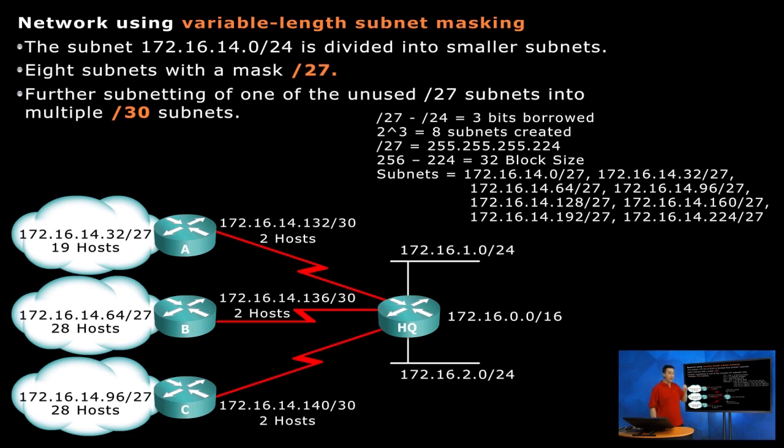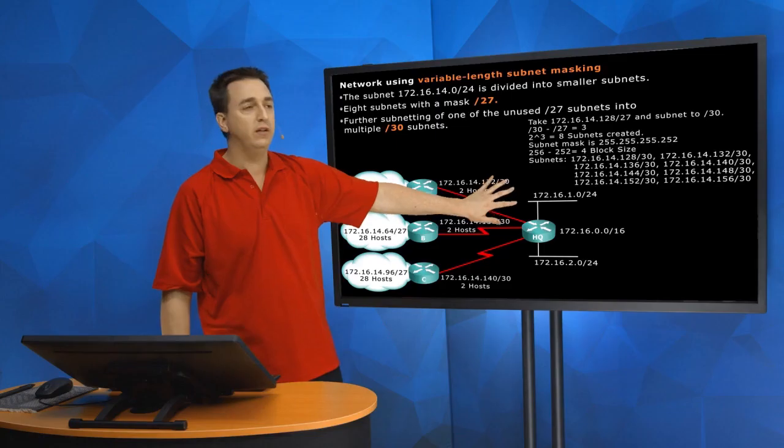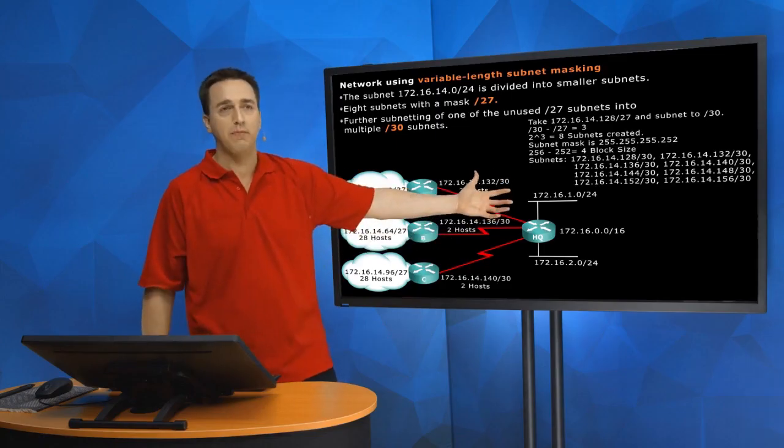I'm going to take the one that I take, and create a bunch of /30s out of it. Watch this. Look at this right here. If you've never seen this before, this is subnetting at its finest. Variable length subnet masking. So now we took the 172.16.14.128/27 network and created a whole bunch of /30s out of it. How many bits did we borrow to make /30s? 3 bits. /30 minus /27 is 3 bits. 2 to the power 3 is 8 subnets, so we created 8 subnets here as well. Not on purpose, it's just a coincidence in this case.